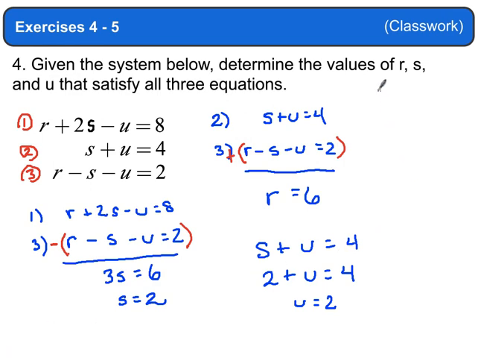And again, our final answer is going to look like this. So we'll say final answer. Let's write that as parentheses. Again, we're going to write it in order, r, then s, and then u. Our r is 6, the s is 2, and the u is 2.